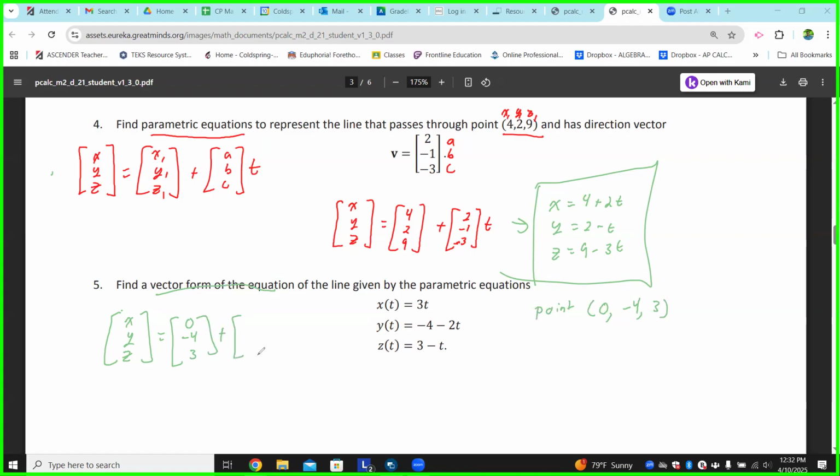Plus the slope for each t per each equation. So what's the a in x? Or the number next to t? Good, 3. What would the b be in y? What would the c be in z? -1. Very good. And then you just write the t. Go ahead. So the point, this point right here, is typically the number that's being added. So it does not have a t attached to it. So when I look at this first equation, what number is not attached to t?